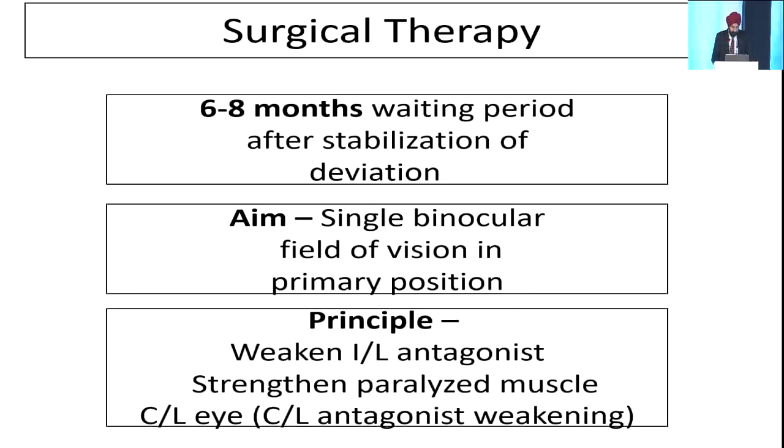Surgical therapy essentially would be done after at least 6 to 8 months, once the deviation has stabilized, and the aim of it is to actually get a diplopia-free area in the primary and down gaze, and also correction of the ptosis to some extent. And it is challenging, as I've said, because of the involvement of multiple muscles.